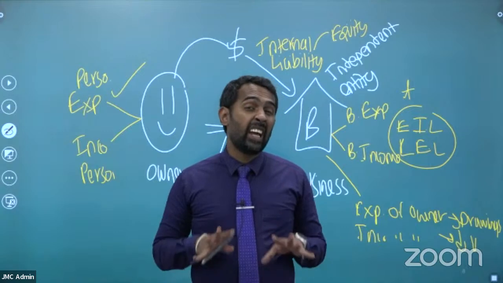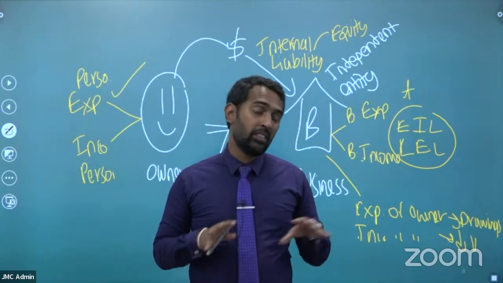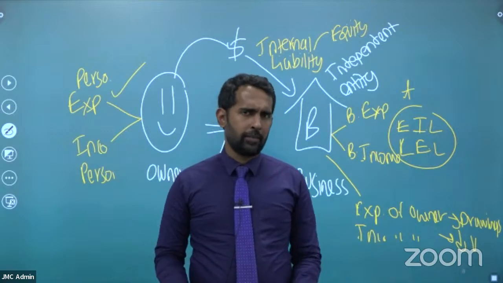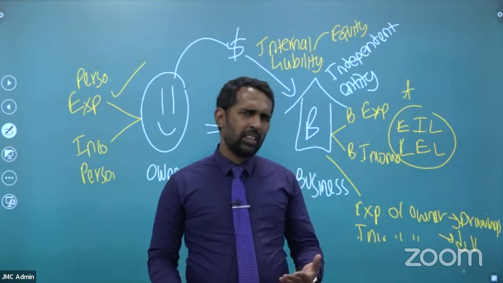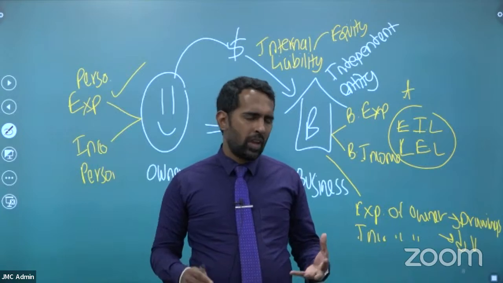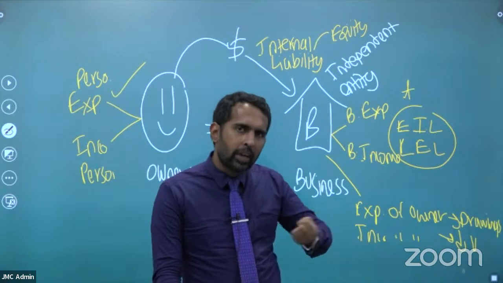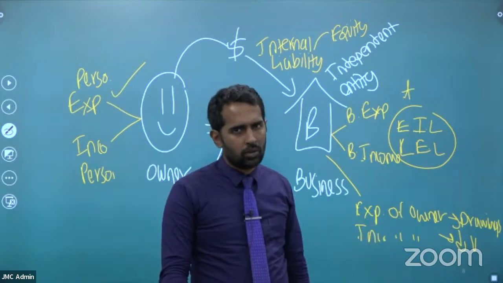So we don't treat the owner's income and expenses as part of the business income and expenses. Those are two separate. Otherwise, there's no line, no? We have to treat the business separately and independently. Then only can we track the performance of the business, no?